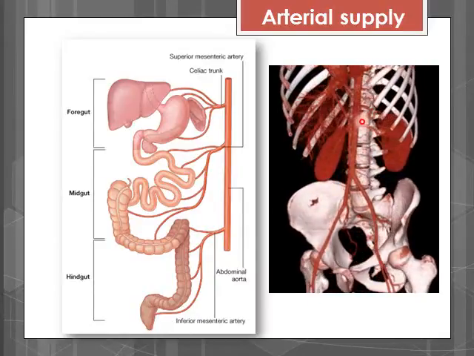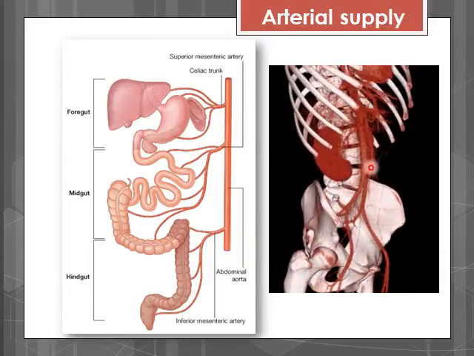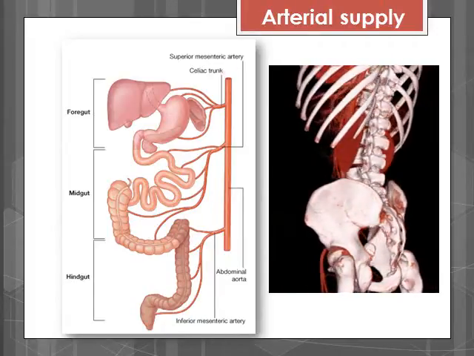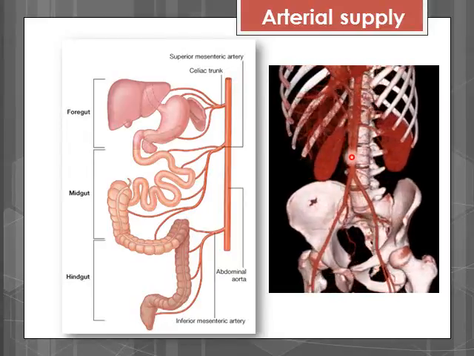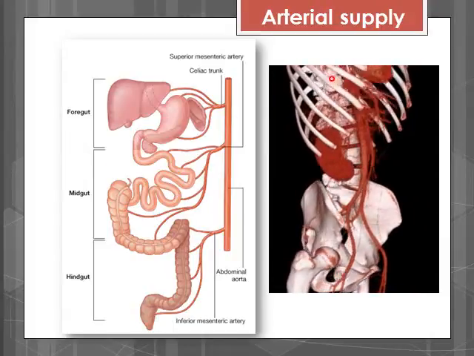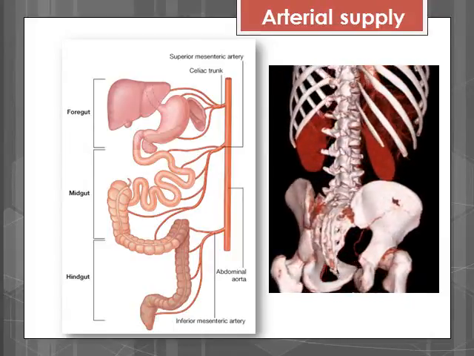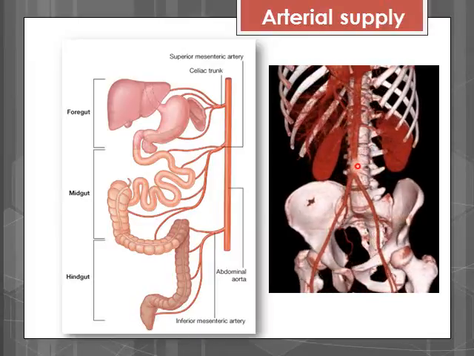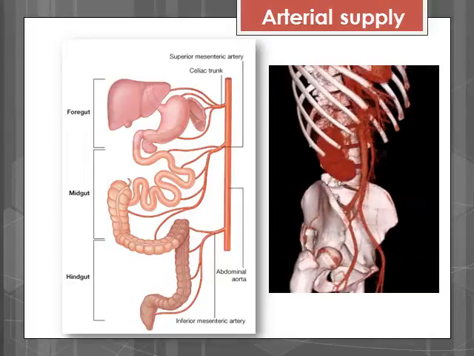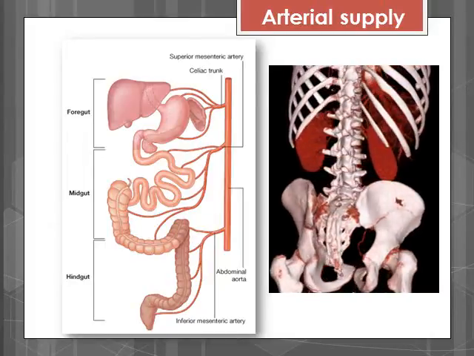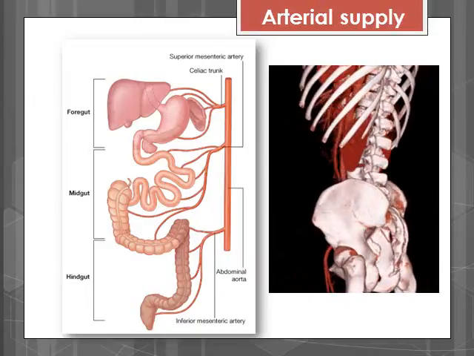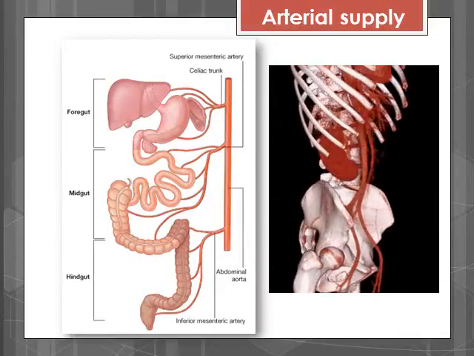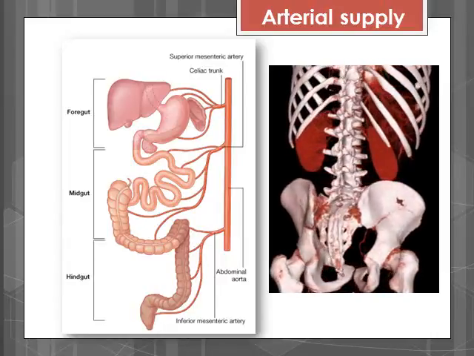This figure on the right side shows the distribution of the branches of the abdominal aorta. The abdominal aorta is the largest artery present in the abdominal cavity. It begins at the aortic hiatus of the diaphragm, then descends along the posterior abdominal wall, as we see, till the level of the fourth lumbar vertebra, where it divides into two common iliac arteries. Along its course, it gives off the three anterior branches that supply the fore, mid, and hind guts.